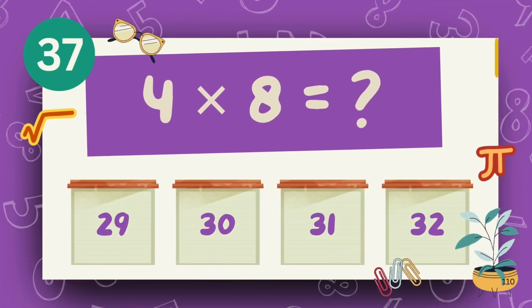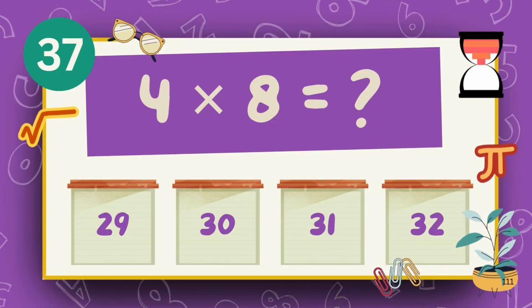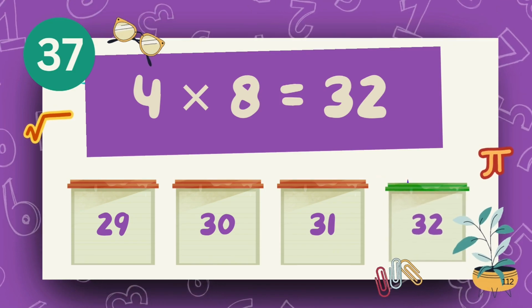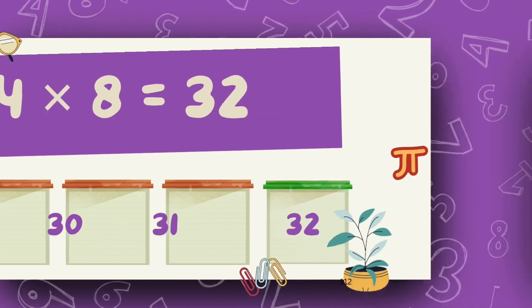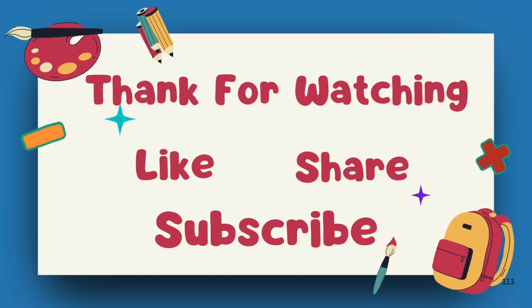What is 4 multiply 8? The answer is 32. If you want to get even better at math, keep practicing.